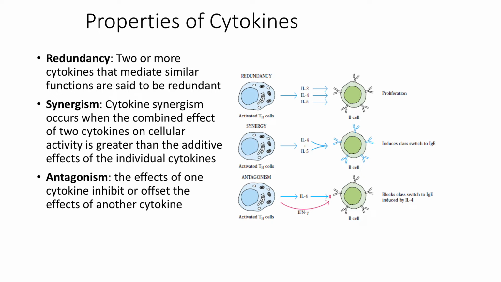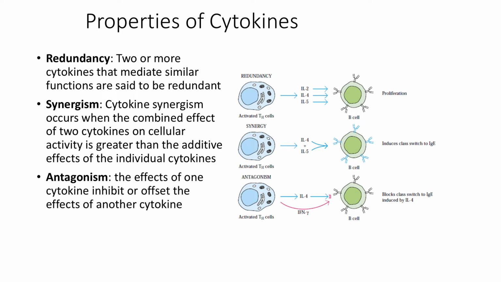Synergy, the combined effect. Let us see. Cytokine synergism occurs when the combined effect of two cytokines on cellular activity is greater than the additive effects of the individual cytokines. The way it works is, if you see the individual effect of IL-4 on this particular cell, that is B cell, and the individual effect of IL-5 on the same B cell, and then you add them, the effect is less than when these two cytokines are combined together and then act upon this cell.